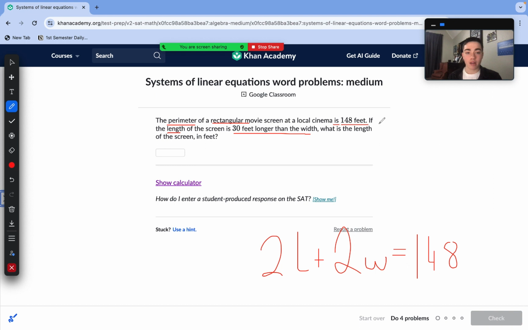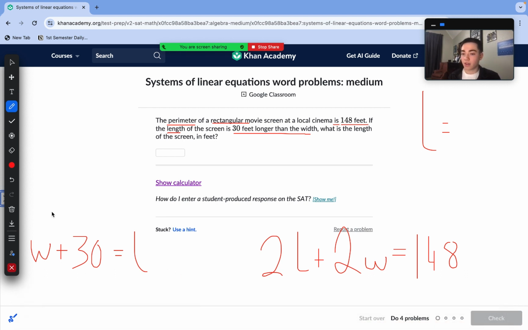Now we can read our second sentence. If the length of the screen is 30 feet longer, so that means we need to add 30 to the width in order to find the length. And then we need to find what L is equal to. Okay, so what we can do here is isolate the W variable and use a substitution way to get rid of the W, so we can just find the value of L.